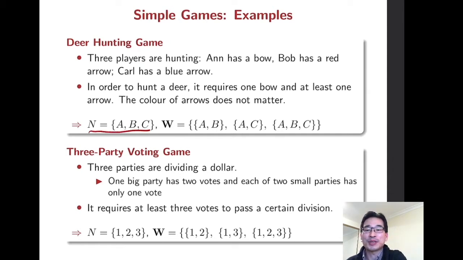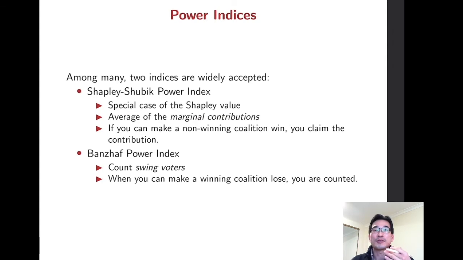So we have three players, and the winning coalitions are AB, AC, or the grand coalition. Or in this situation, 1-2, 1-3, or the grand coalition is a winning coalition. In this simple game, we are interested in their relative power. Among many, two power indexes are widely accepted. The first one is the Shapley-Shubik power index. That is a special case of the Shapley value. The way of computation is exactly the same, but it's much easier because the value of a coalition is just either 1 or 0.